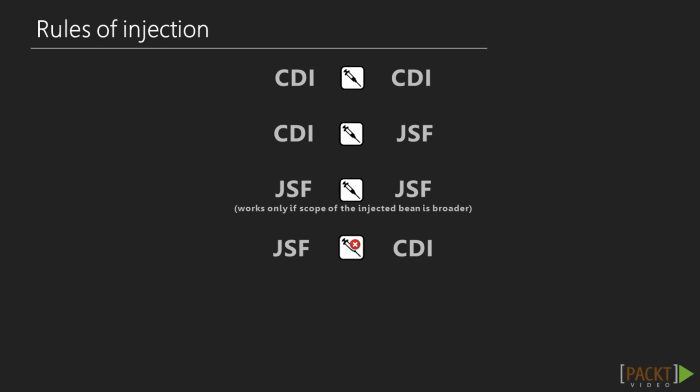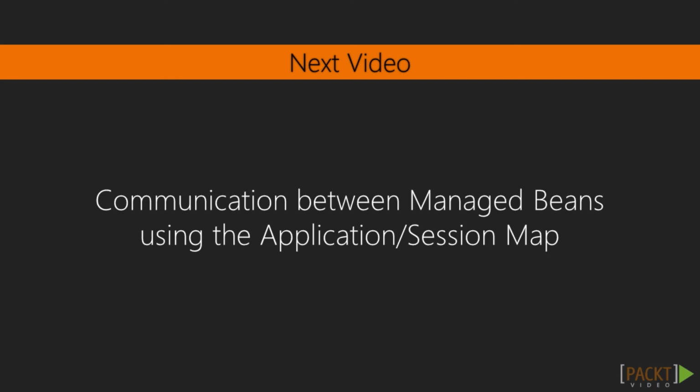In this video, we have discussed JSF and CDI beans from the perspective of dependency injection. We learned how to inject JSF beans in JSF beans, CDI beans in CDI beans, and how to combine them via injection. Finally, we have set 4 golden rules that we have to know in order to successfully use dependency injection in JSF. In the next video, we will discuss communication between managed beans using the application and session maps.